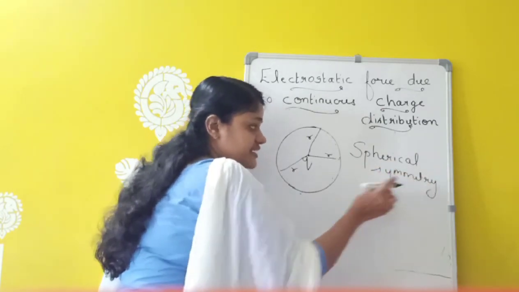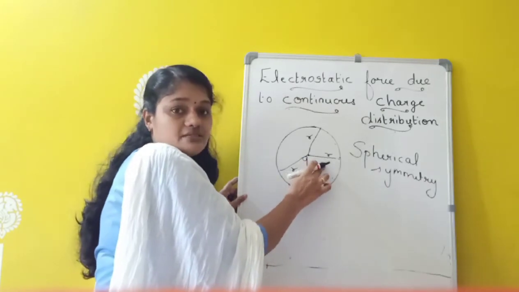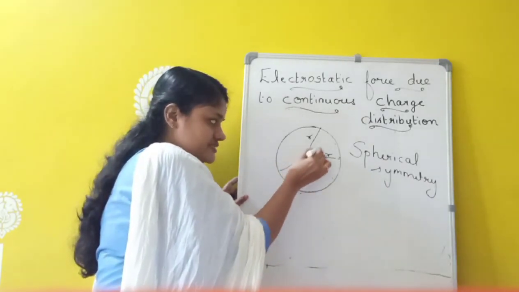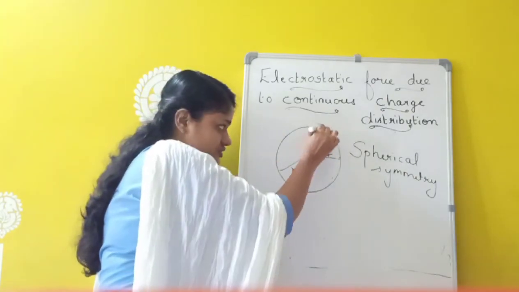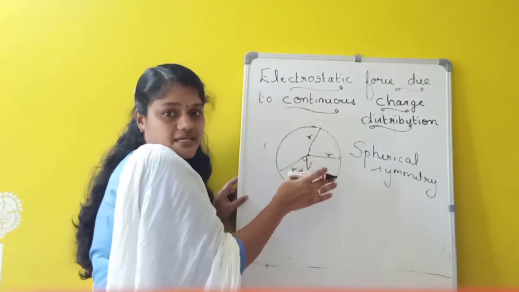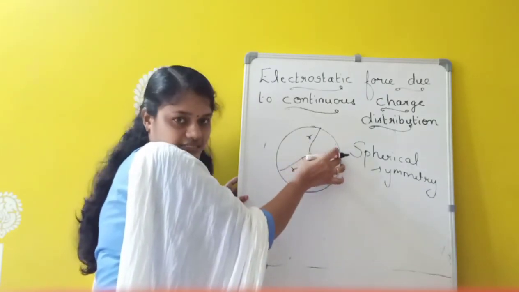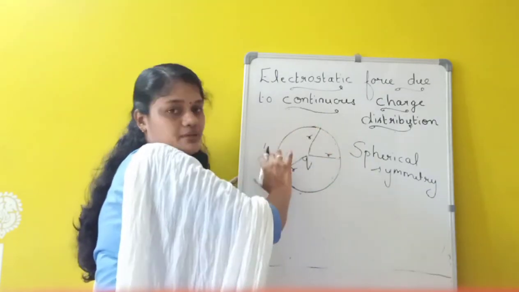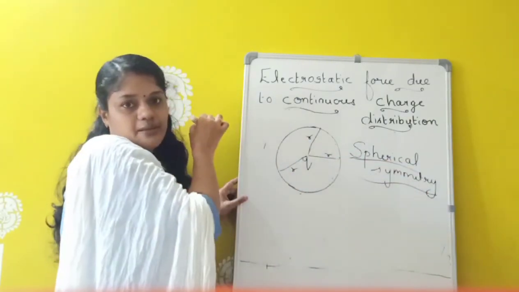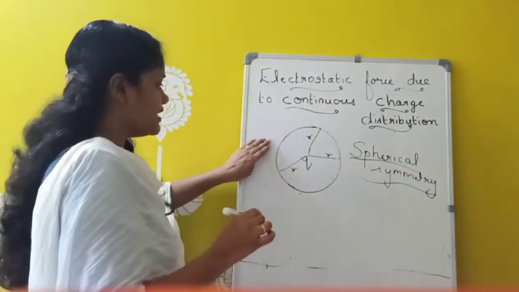Because the electric field intensity mainly depends on which factor? It depends on distance. So suppose we are keeping a point charge inside a sphere. On the surface of the sphere, at all points, the electric field intensity will be the same because it depends only on distance r, and the distance r is the same everywhere. So it shows spherical symmetry.